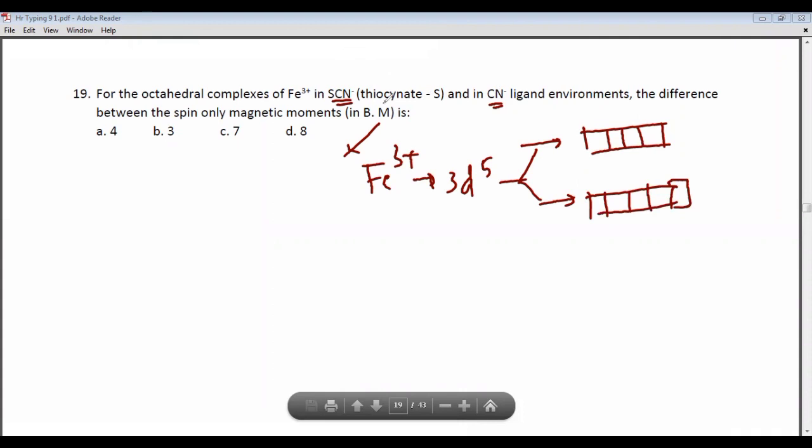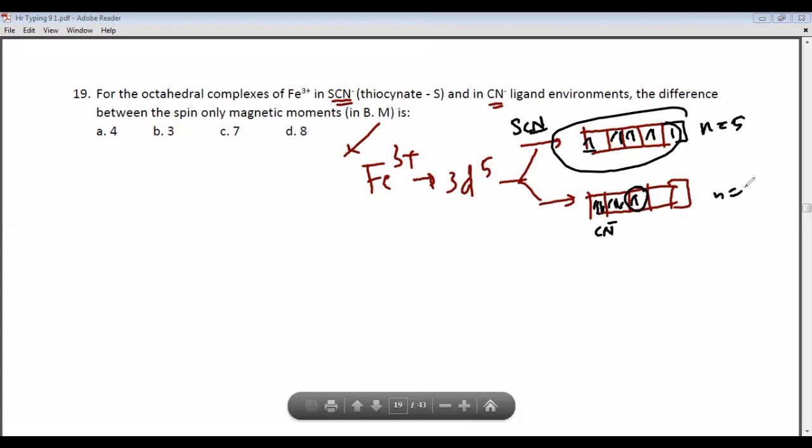with a strong ligand, with SCN, this will be in paired form like this. I'm sorry, that's a weak ligand. SCN is a weak ligand. So electrons unpaired like this. Now pairing: CN- is a strong ligand, so that will be paired. D5 will be paired like this, so only one unpaired electron. Here n equals 5. Here n equals 1.